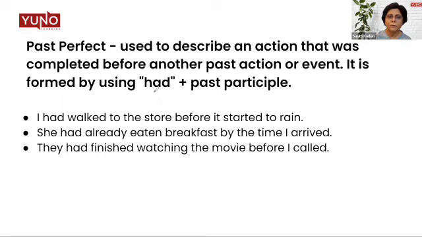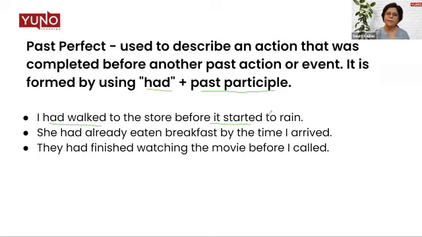So we use had, and we use the past participle form of the verb, like go, went, gone, right? Write, wrote, written. So written is the past participle form of the verb. So I had walked to the store before it started raining. Remember, two things happened: walked and started. What happened first? You walked first. So I had walked to the store before it started to rain.